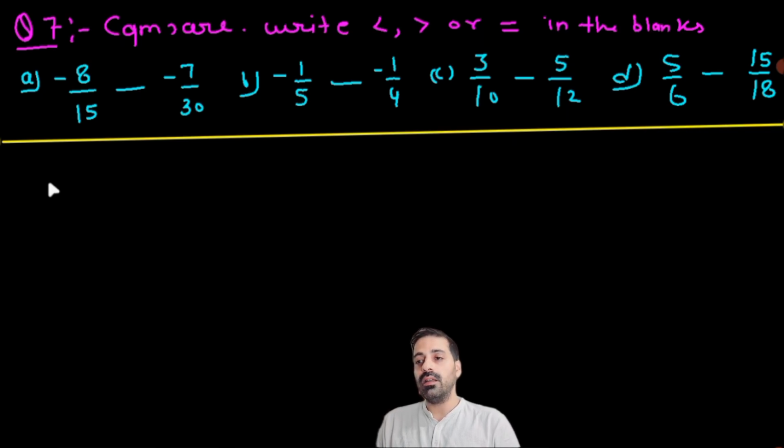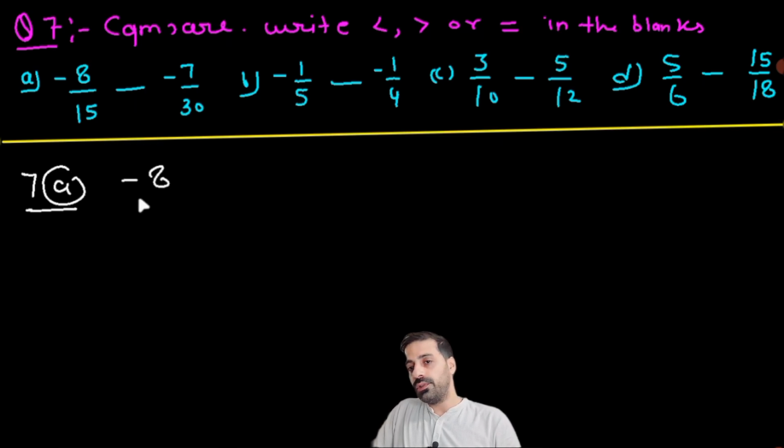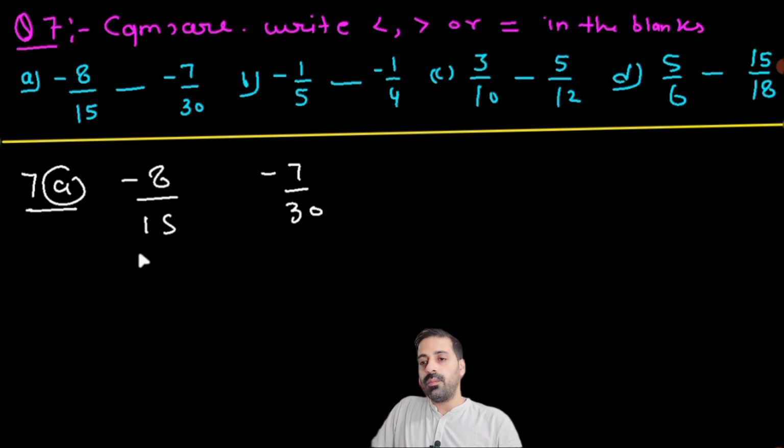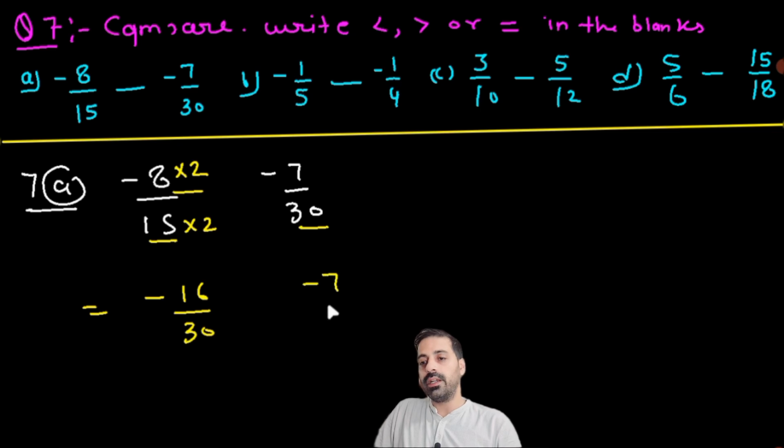Compare and write greater, less than or equal in the blanks. So how can you solve this question? Question number 7, part A. 18 upon 15 and negative 7 upon 30. So now how can I make this 15 as 30? So multiply by 2 and multiply by 2. So we have negative 16 upon 30 and we have negative 7 upon 30.